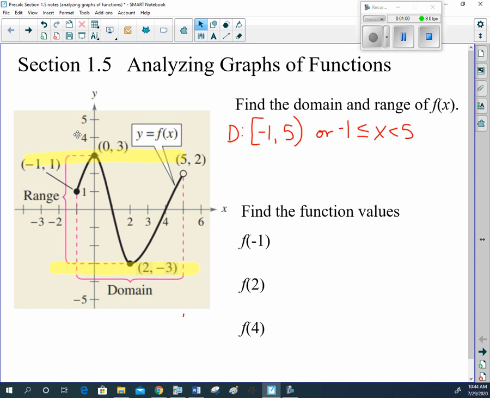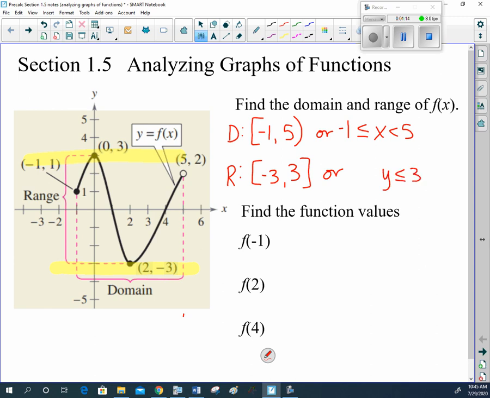So range is going to be from -3 up to +3. Or you could say y is less than or equal to 3 and greater than or equal to -3.